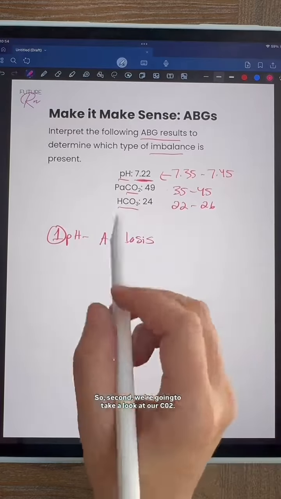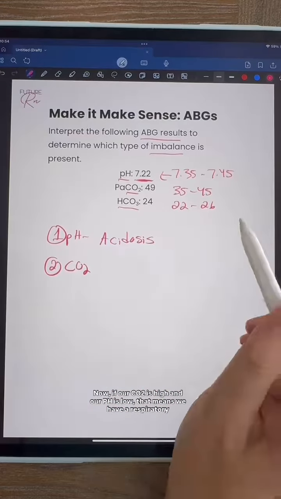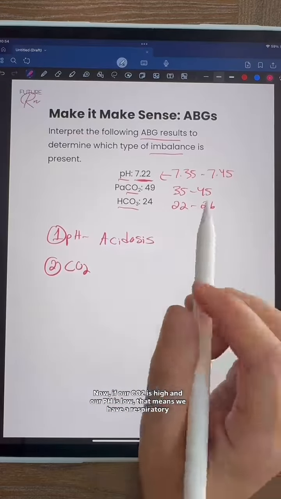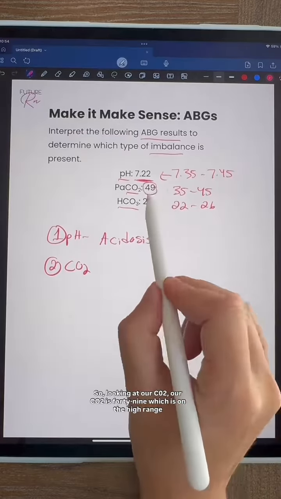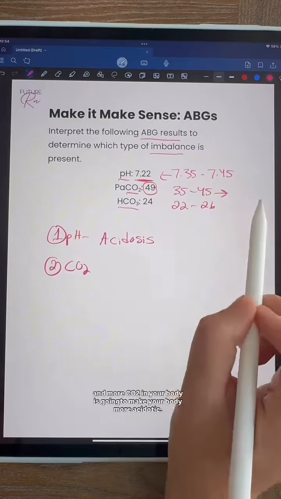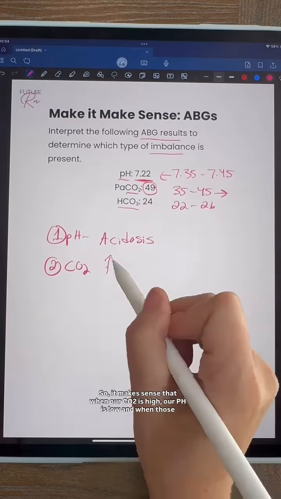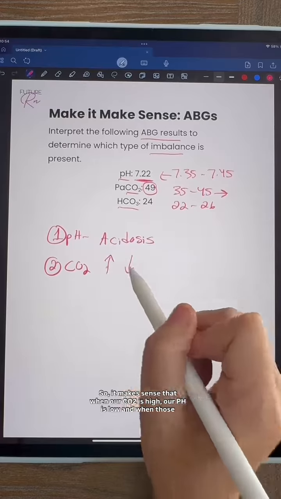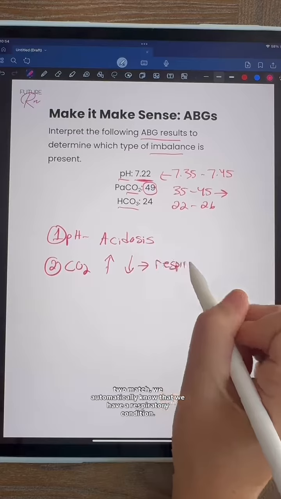So second, we're going to take a look at our CO2. Now, if our CO2 is high and our pH is low, that means we have a respiratory condition. So looking at our CO2, it is 49, which is on the high range, and more CO2 in your body is going to make your body more acidotic. So it makes sense that when our CO2 is high, our pH is low. And when those two match, we automatically know that we have a respiratory condition.